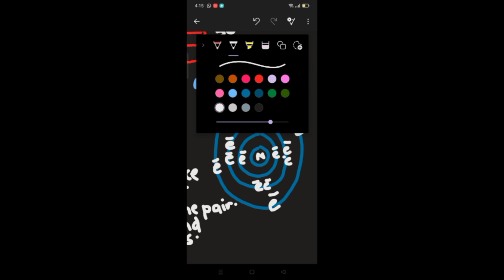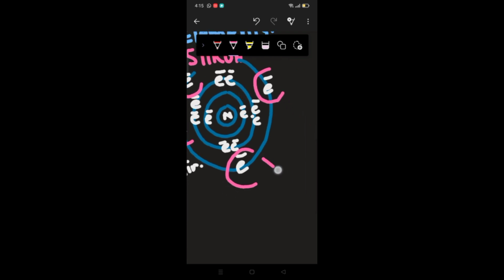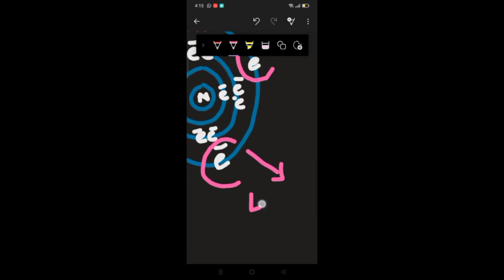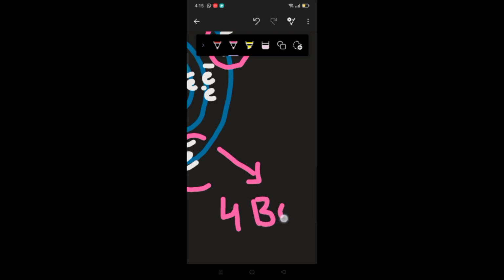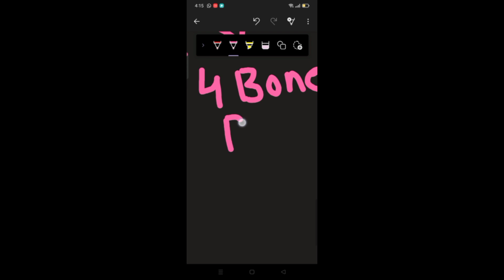So it has 4 bond pairs. Alright, 1, 2, 3 and 4. It has 4 bond pairs. So this was all for today. In the next video we'll be going with the 5th group elements.